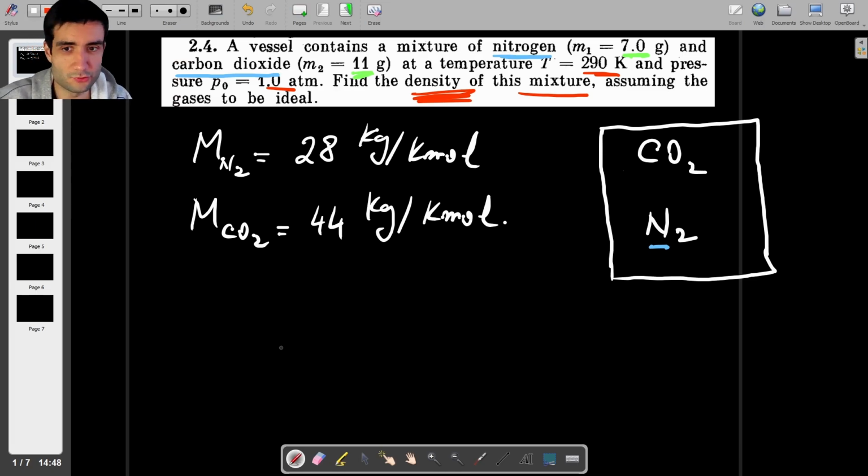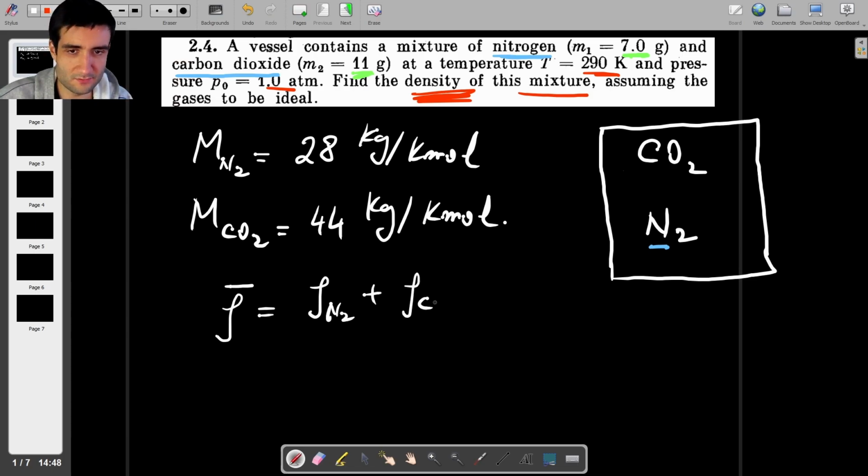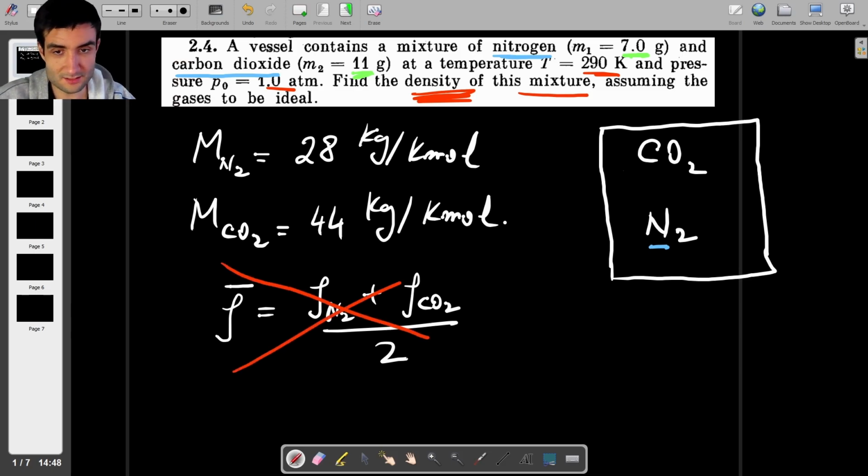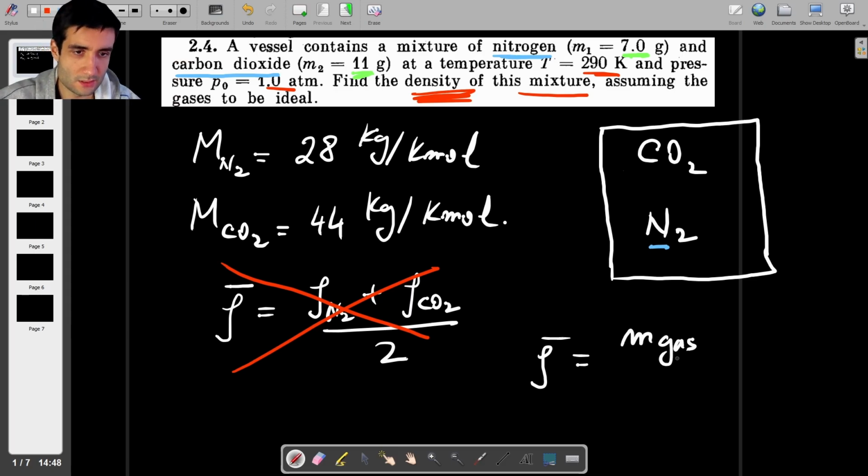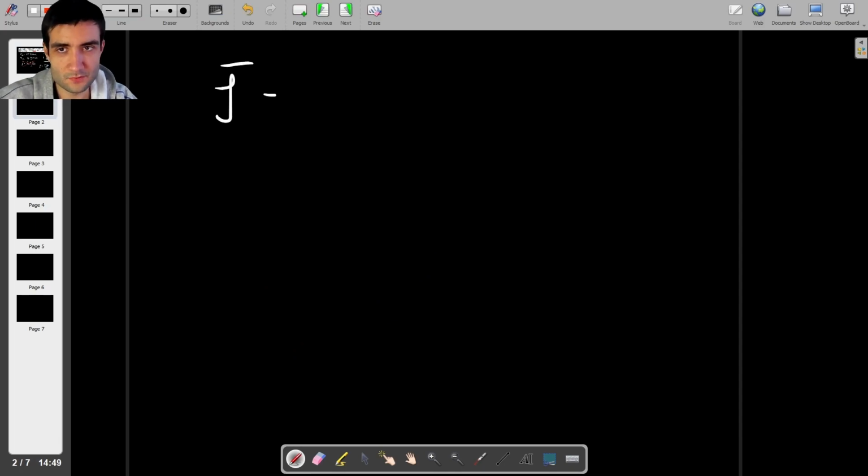Now, what you shouldn't do is say that the average density, rho with a bar on top, is the density of the nitrogen plus the density of the CO2, over 2. This is not how average density is defined. Average density is simply the total mass of the gas divided by the total volume of the gas. This is the true textbook definition of average density.